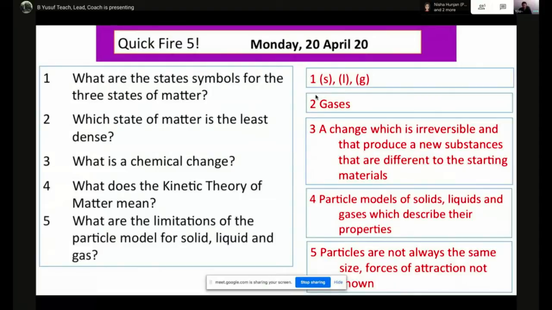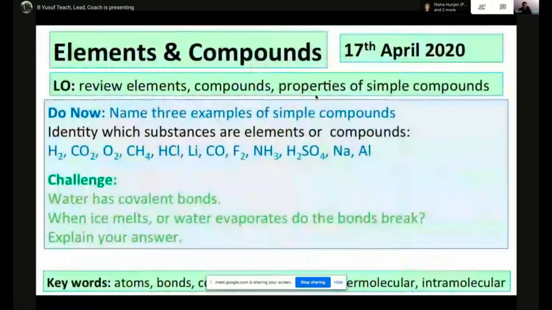So today we're going to move on to a slightly different topic, but it links to our previous 2, where we're looking at elements and compounds. What we're going to do is review elements, compounds, and properties of simple compounds. Now you'll notice with the do now, it's asking you to name 3 simple compounds. If you're struggling with that, then look at the second part here, where you've got a list of different substances, and you've got to work out whether or not they represent a compound or an element.